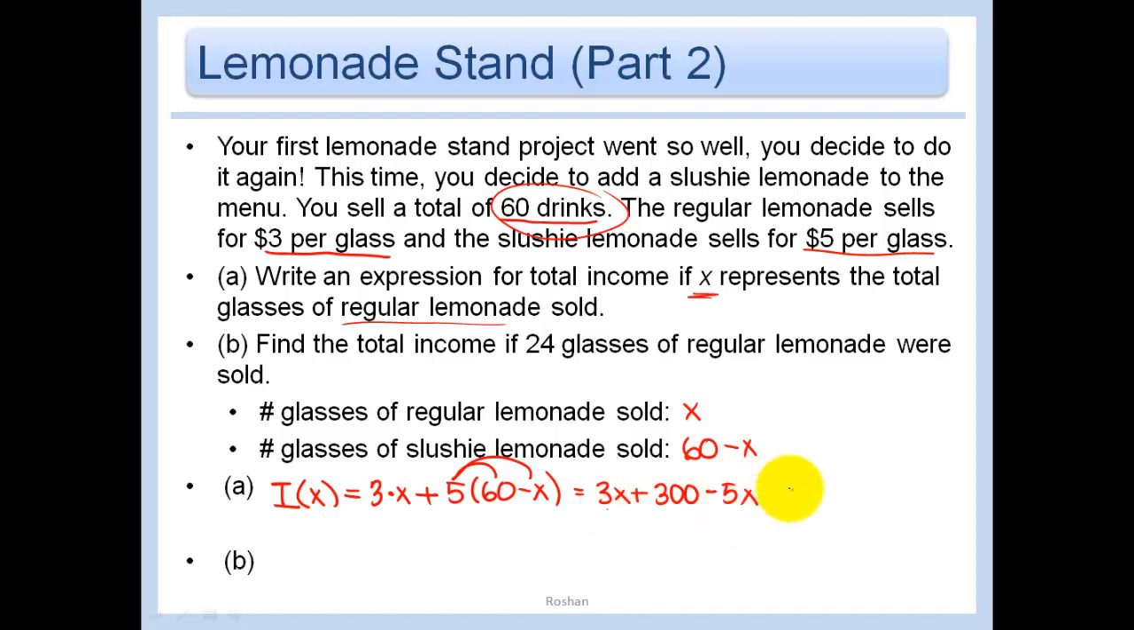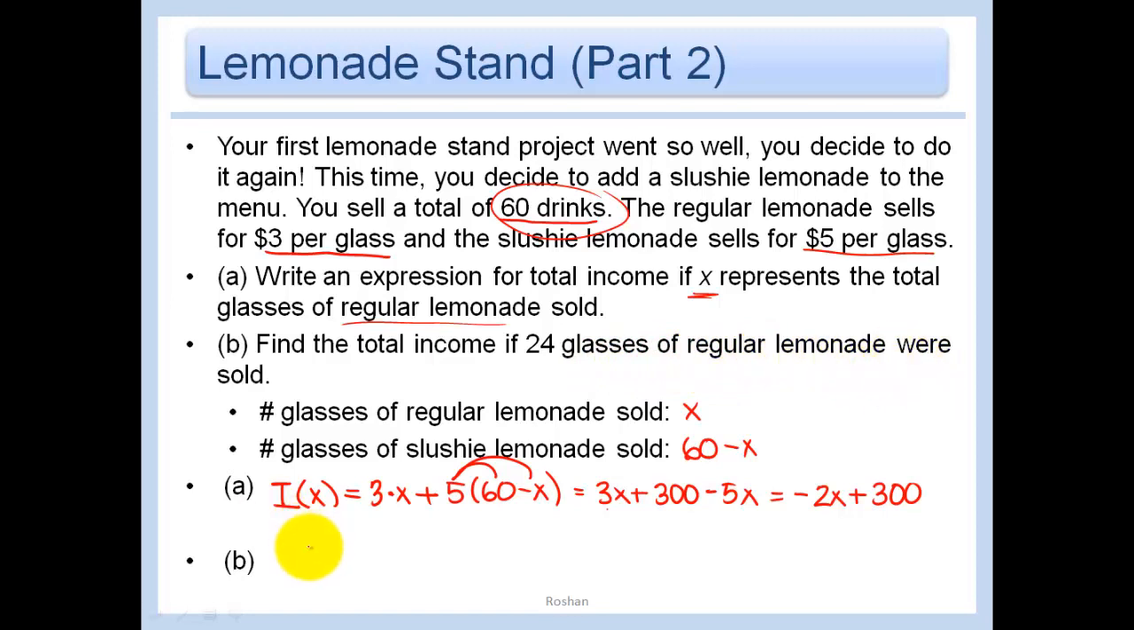And 3X minus 5X is? Negative 2X plus 300. Okay, and so that is my income. Don't get nervous about that negative, like your income's going to be negative there, because don't forget you're adding that 300, which is a big number. And let's try that in our next example. Prove it to ourselves. Find the total income if 24 glasses of regular lemonade were sold.